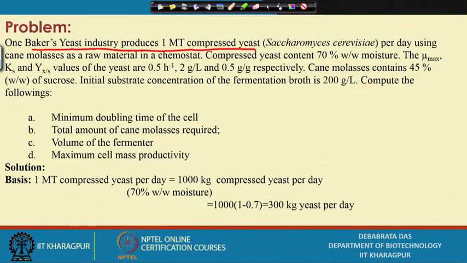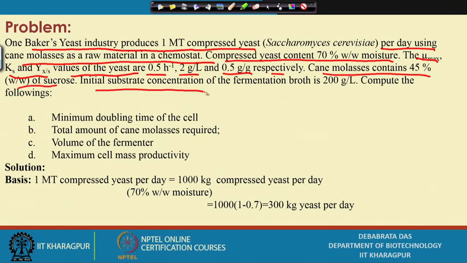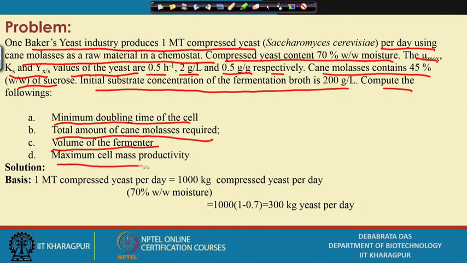Now, 1 metric ton of compressed yeast per day is produced using cane molasses as the raw material in a chemostat. Compressed yeast contains about 70% wet by wet moisture. Mu max, Ks and Y X by S values are given: 0.5 hour inverse, 2 grams per liter for Ks, and 0.5 gram per liter for Y X by S respectively. Cane molasses contains about 45% wet by wet sucrose. The initial substrate concentration of the fermentation broth is 200 grams per liter. We shall compute the minimum doubling time of the cells, the total amount of cane molasses required, the volume of the fermenter, and the maximum cell mass productivity.